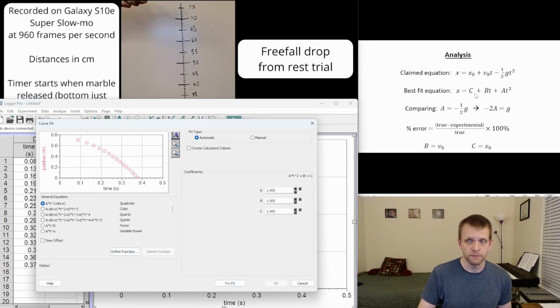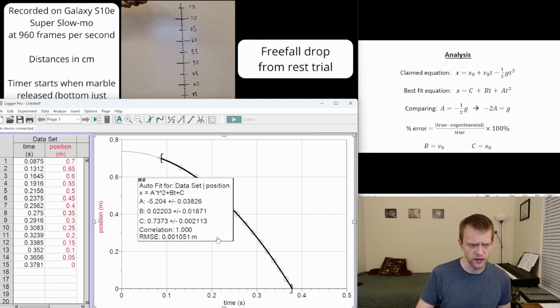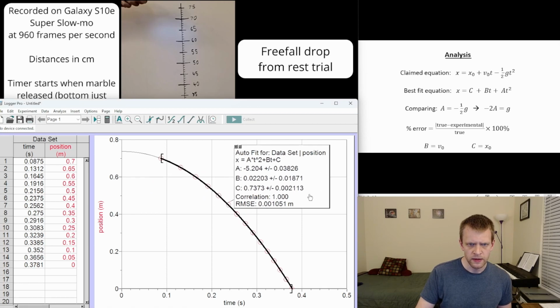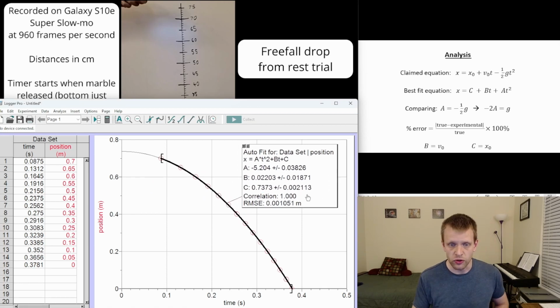So again, the prediction is that the value of A should still give us a fairly accurate measurement for the value of g. And this one should have been released from rest, so the value of B should be around 0. And the value of C, the initial position, should be around 0.74. So if we try our fit and hit OK for this one, let's see how close we got.